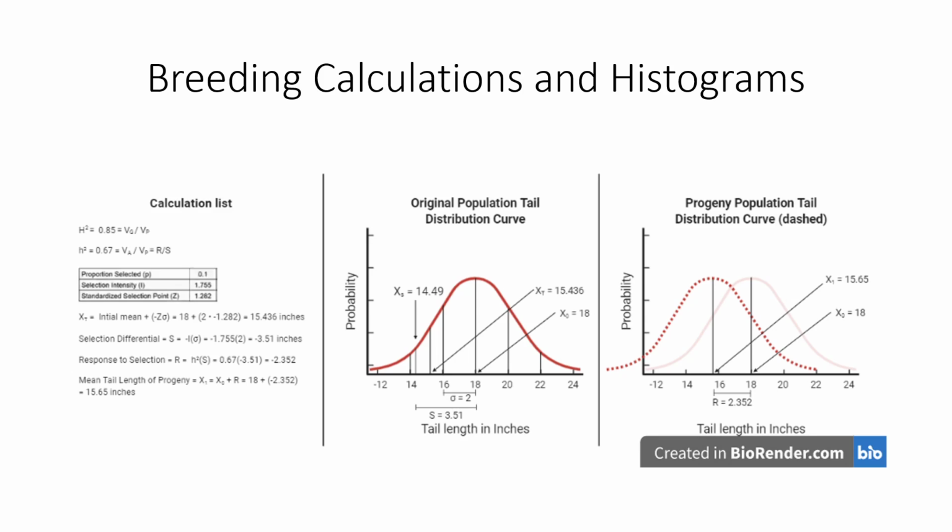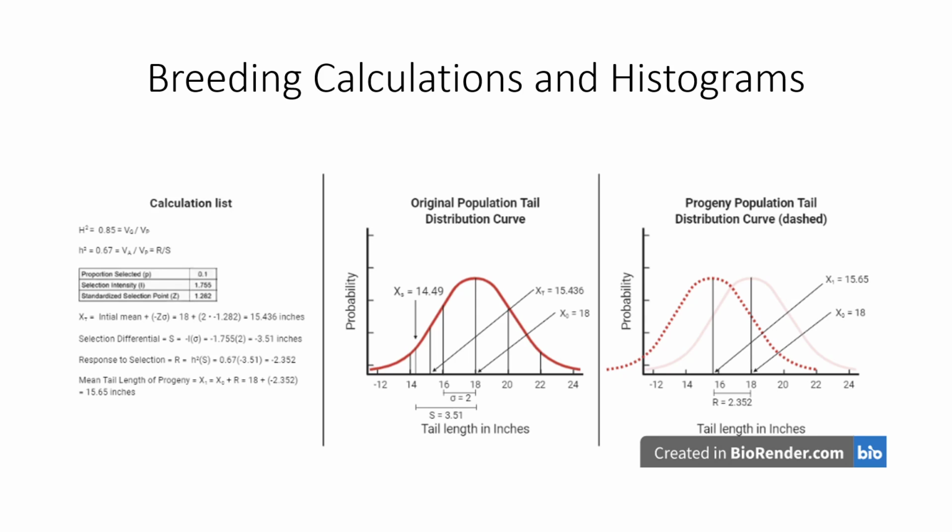The next value we need to determine is the selection differential, S. This is the product of the standard deviation and the selection intensity, which is another constant depending on the percentage. This value of S tells us where on the curve the mean of the selected parents, x sub S, will be. We see in this case that the value for S is negative 3.51, making the selected mean 14.49 inches.